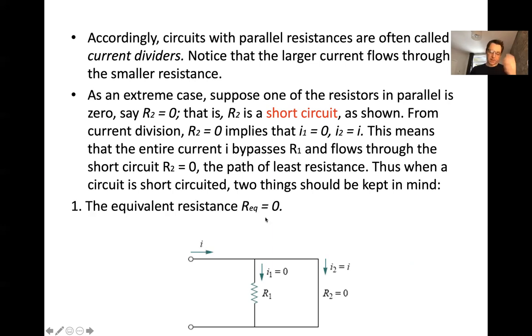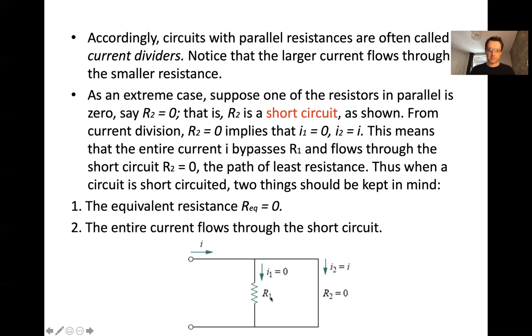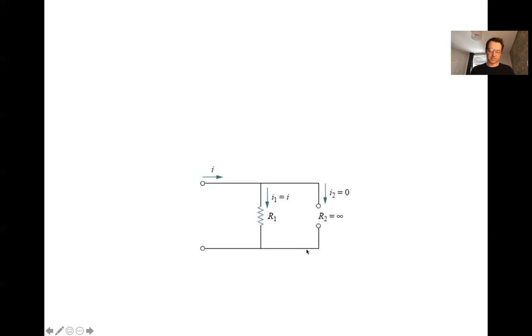And so what that means is that the equivalent resistance, which is equal to product over sum, is equal to 0, because the product is 0, and the sum is equal to R1. And so all of the current flows through the short circuit.